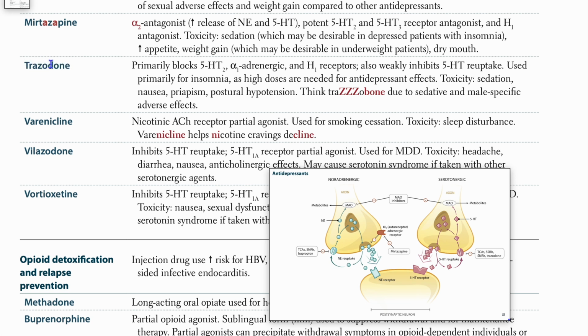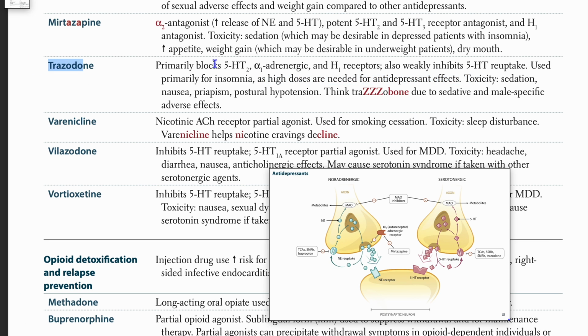Trazodone, don't pronounce it like bone, so not trazobone. Why? Because we'll see over here. Primarily blocks 5-HT2, alpha-1 adrenergic, and H1 receptors. Also weakly inhibits 5-HT reuptake. Used primarily for insomnia, as high doses are needed for antidepressant effects. So it's an antidepressant, right? Toxicity will cause sedation, nausea, priapism, and postural hypotension.